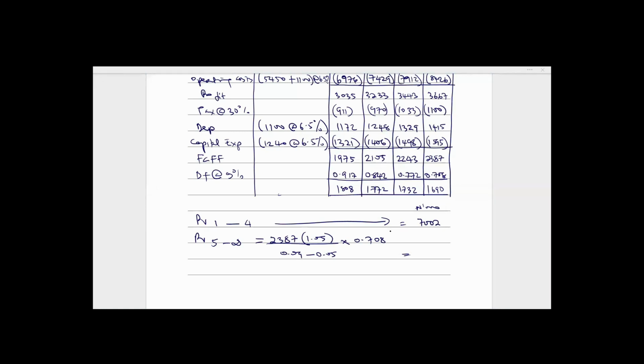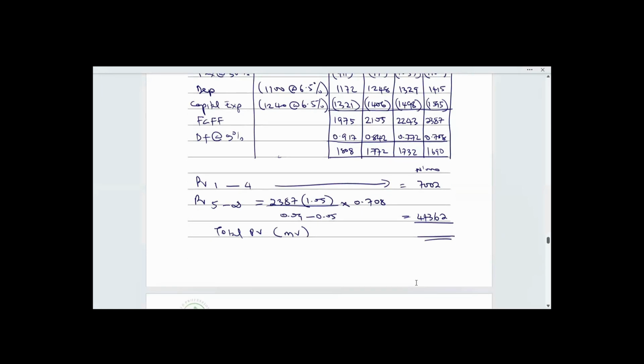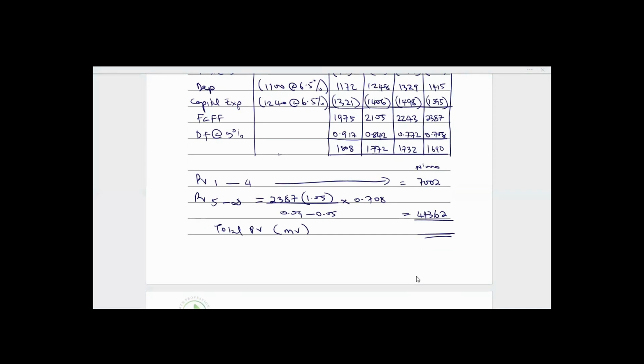44362. Add it up. 44362. Okay. So this represents the total present value, that is the market value from year one to infinity. So what do I get? 7,002 plus 44,362 equals 51,364.